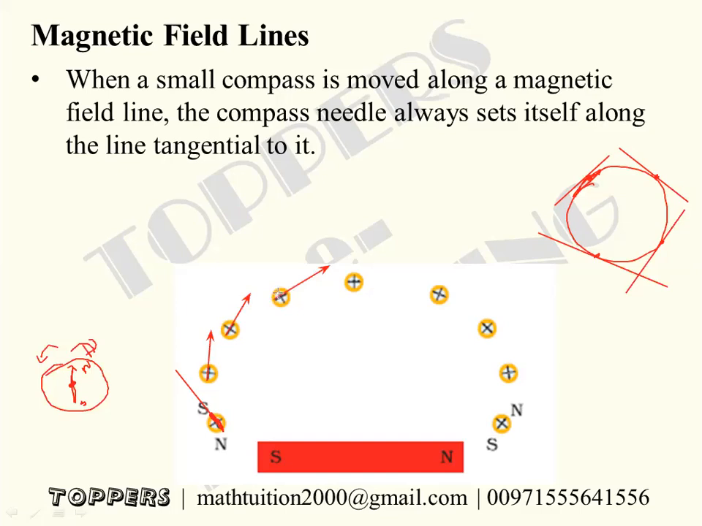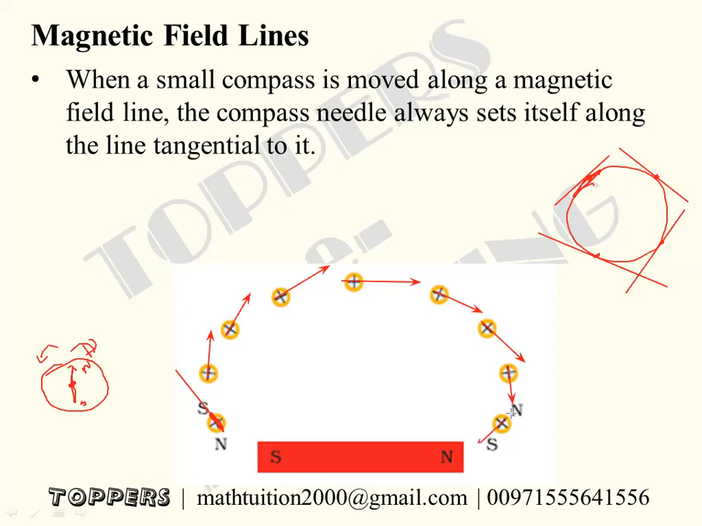So at this point, what is the direction of the magnetic field? The direction of the magnetic field is the tangent drawn to the magnetic field line at that point. So when a small compass is moved along a magnetic field line, the compass needle always sets itself along the line tangential to it. At each point, the direction will be this.